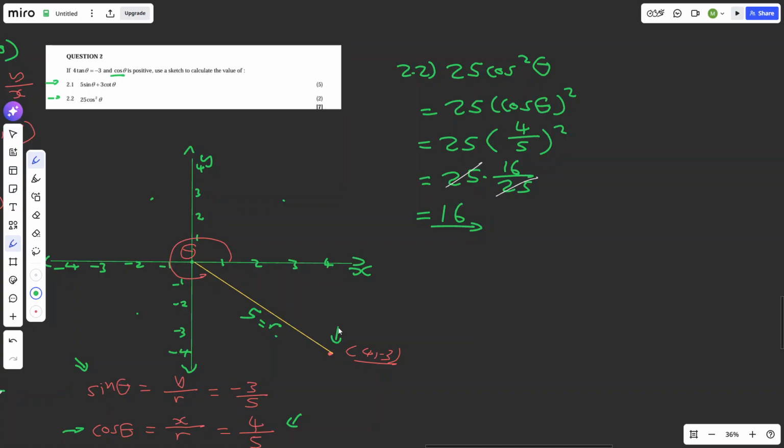If we didn't get this point right, and we referred to the other point, which is here, all of our answers would have been incorrect. That's why it's very important to pick this up at the very start.